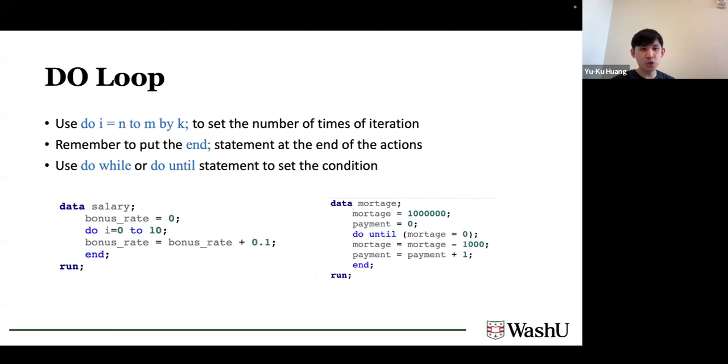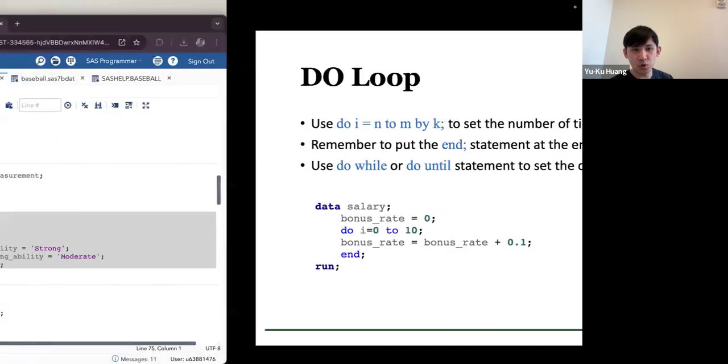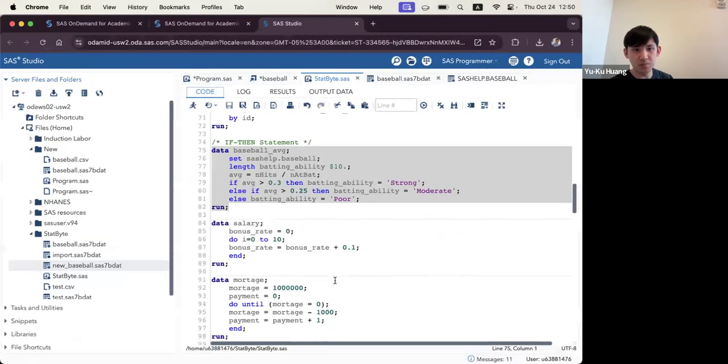Also, you do have this do loop. It's just like a for loop. So you can use do I equals n to m by k to set the number of iterations. And also you have to use end to end those actions. Also, you can do a while or do until statement to set the conditions. So before the condition is met, the loop will loop forever.